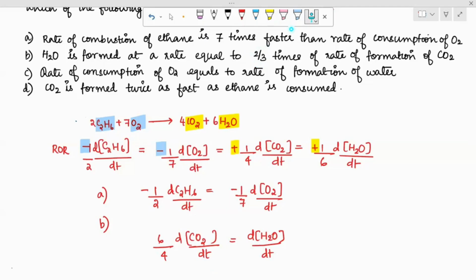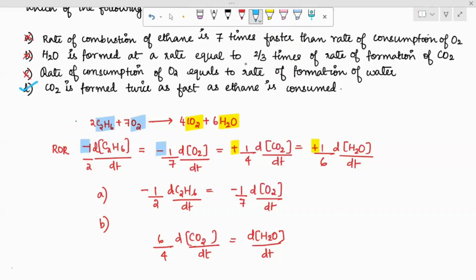Next, option C, rate of consumption of oxygen is equal to rate of formation of water. That is also not true, because here it is 1 by 7 and on the right hand side we have 1 by 6. So option C is also wrong. A, B, C are cancelled. So the correct option is option D.